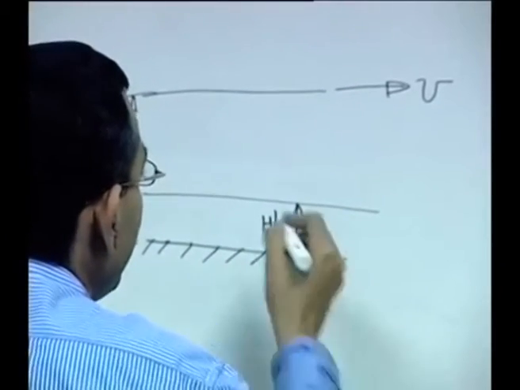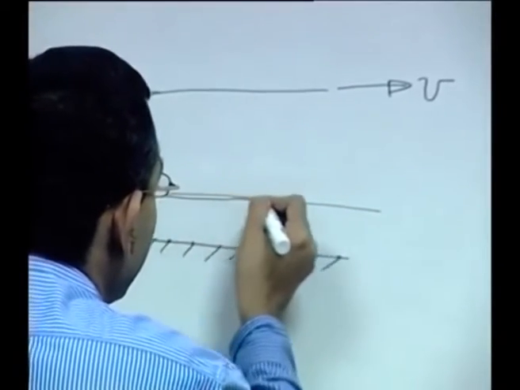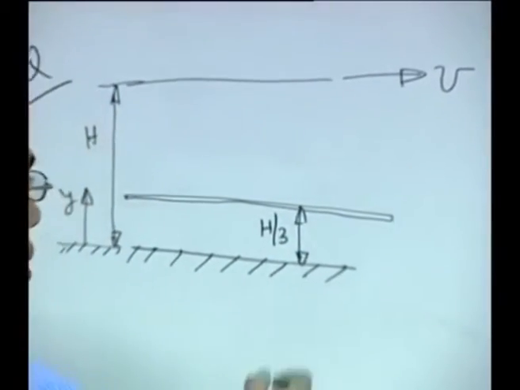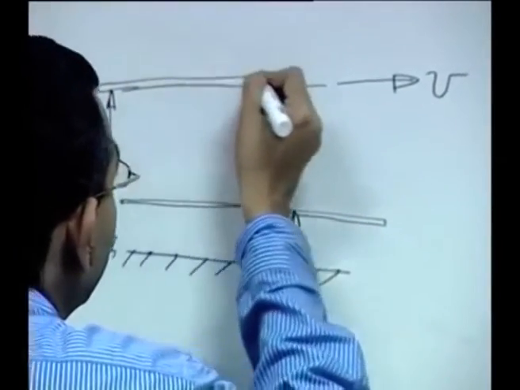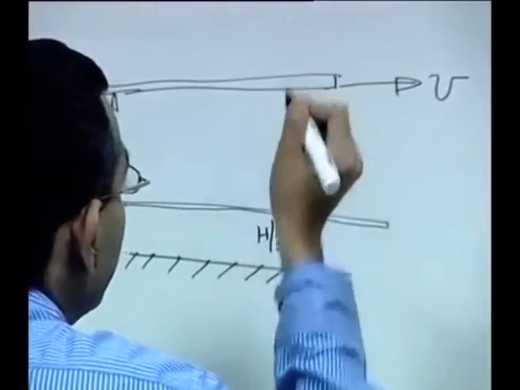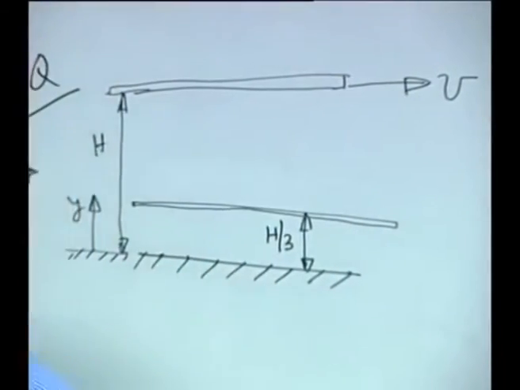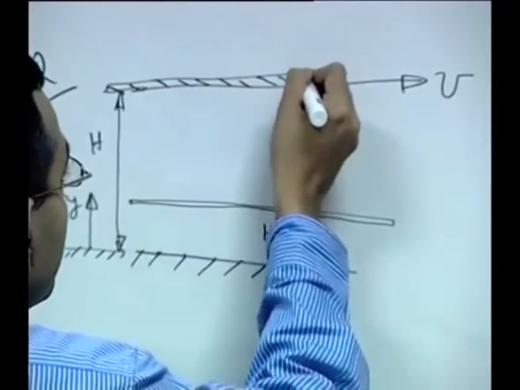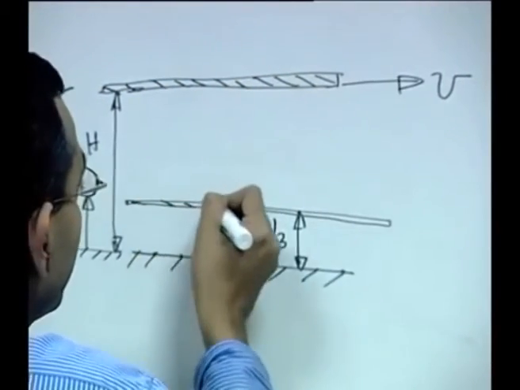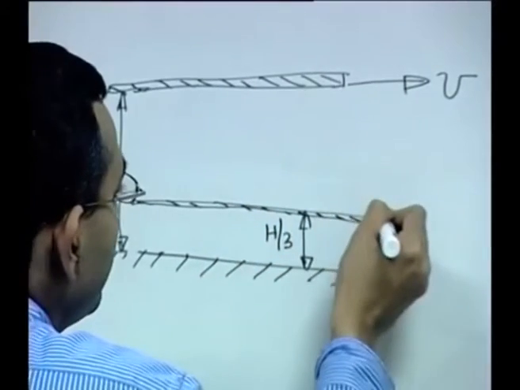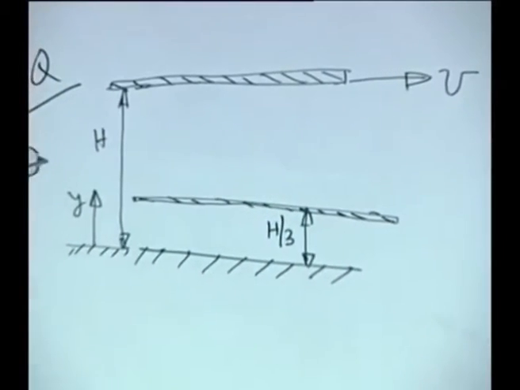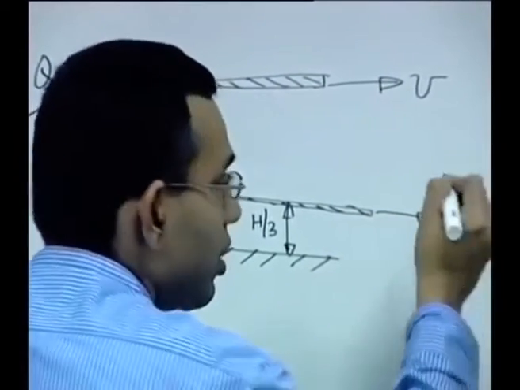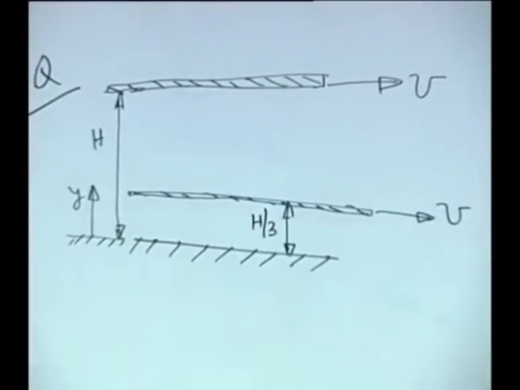from the bottom plate you have another plate, and this plate is very much similar to the other plates, of negligible thickness, and this is also moving towards the right with a velocity capital U.